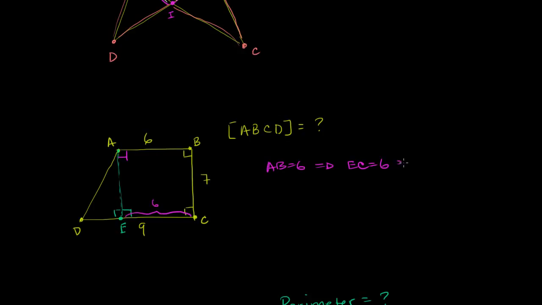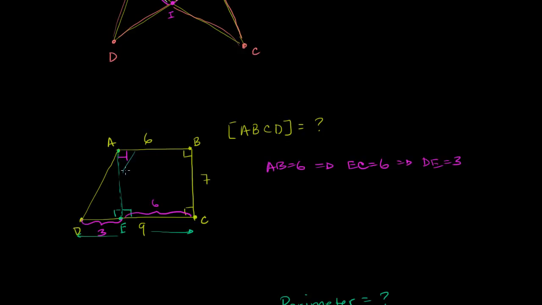And if EC is equal to 6, then that tells us that DE is going to be 3. This distance right over here is going to be 3. And we know that because if this is 6, this has to be something that we add to 6 to get 9. 9 was the length of the entire base of this figure right over here. 9 was this entire distance. So 9 minus 6 gives us the 3. And now we have all the information that we need to figure out the area.